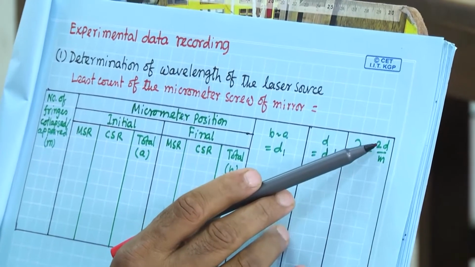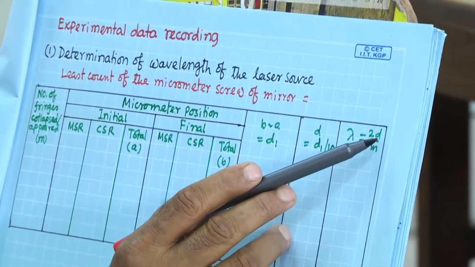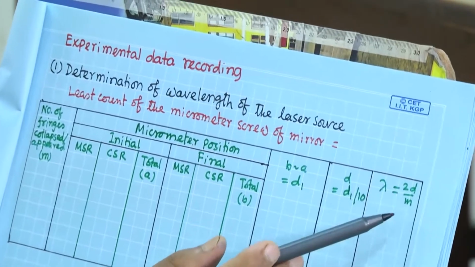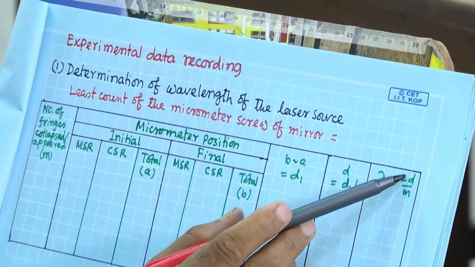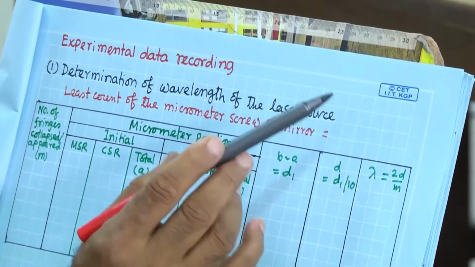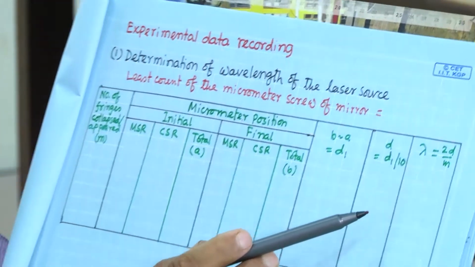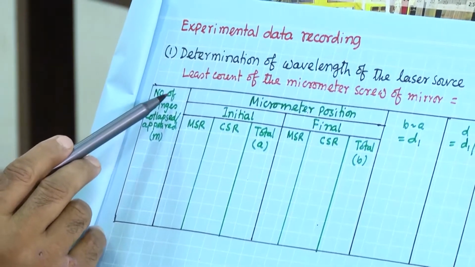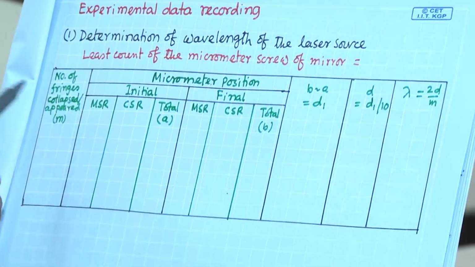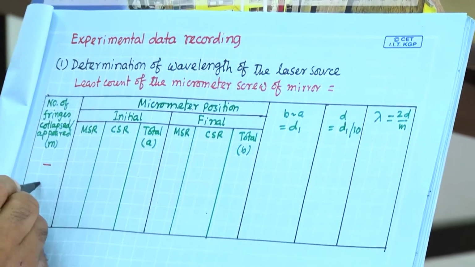So lambda equal to 2D by m, because we are considering the central one, so theta is 0. This m we are counting for a particular D value, for shifting of the mirror by D. So we can calculate the wavelength. Here m is the number of fringes collapsed or appeared. You should do this at least 3 times.